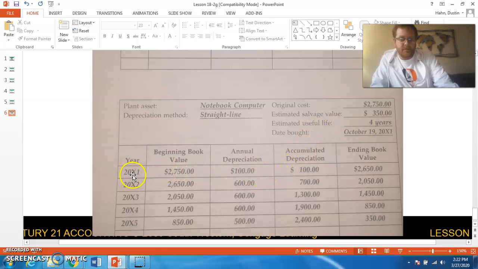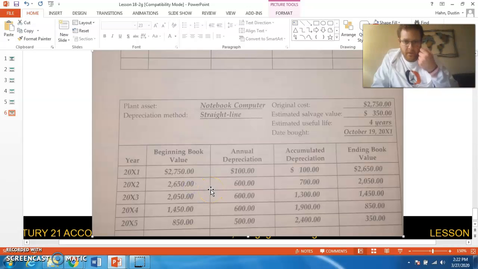100. So in this year that we bought this computer, we just bought this on October 19th, we bought it for $2,750. This annual depreciation is how much it's going to depreciate in November and December, the remaining 2 months of the year. So that's why that's at 100. Now depreciation, we've had it for 2 months, that's why it's $100 yet. Our ending book value, this is what you started with, minus your depreciation, equals your $2,650.